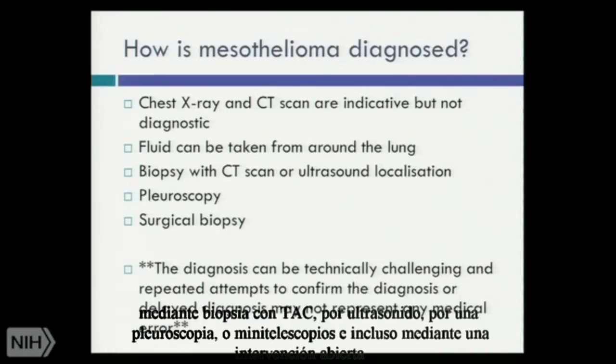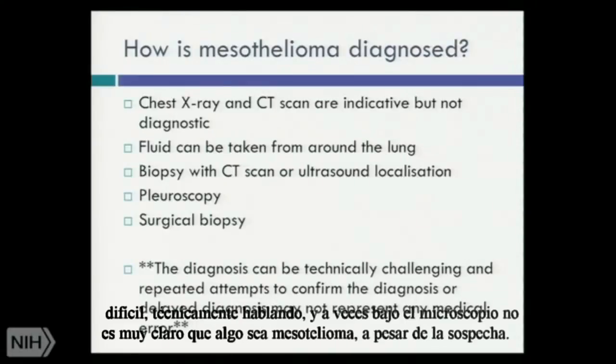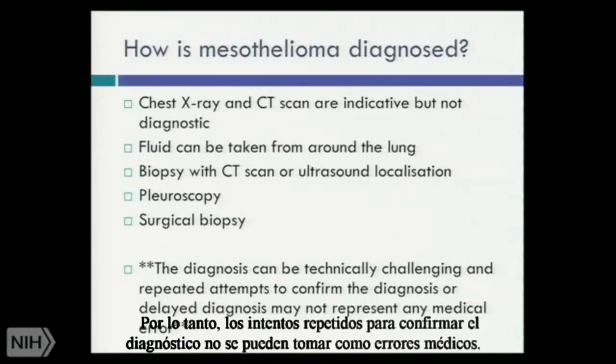And biopsy with CT scan or ultrasound localisation, or a pleuroscopy, so a mini telescope, or even an open surgical biopsy to take numerous samples and get the diagnosis confirmed. Now, I do want to note that the diagnosis can be quite technically challenging, and sometimes underneath the microscope it's just not clear that something is a mesothelioma even though it's suspicious. So repeated attempts to confirm the diagnosis is not always a medical error.